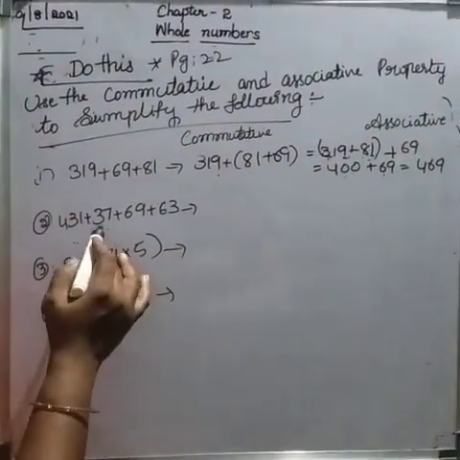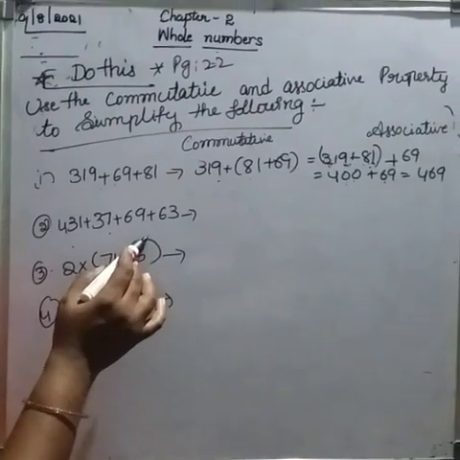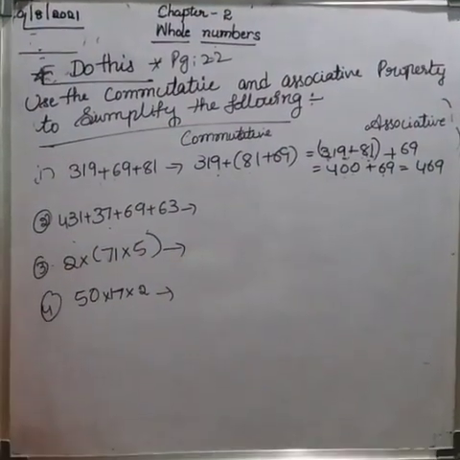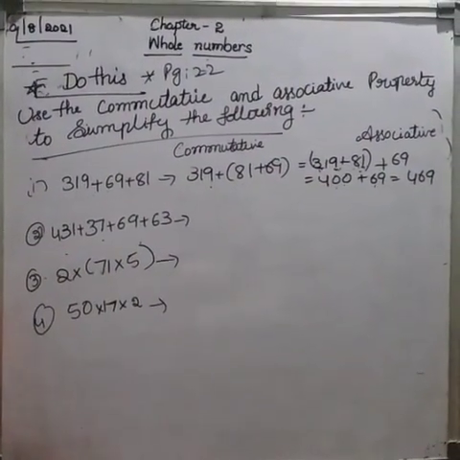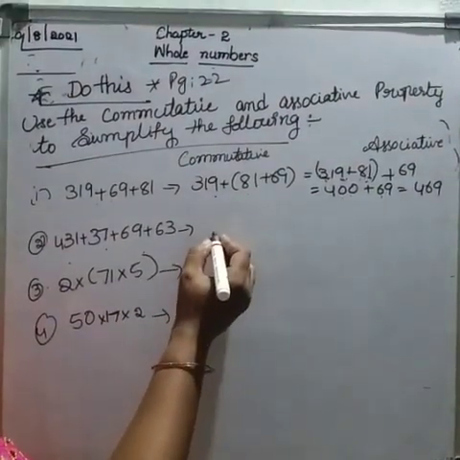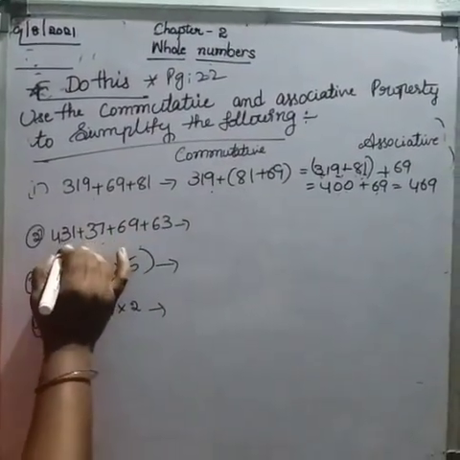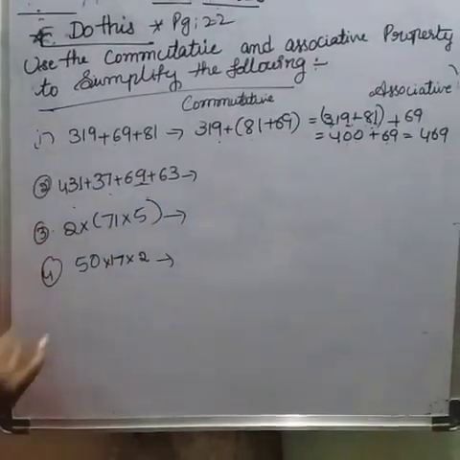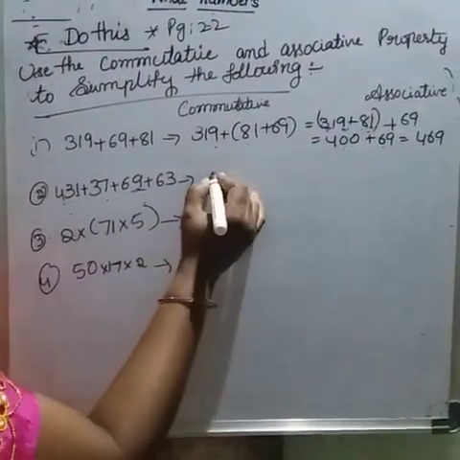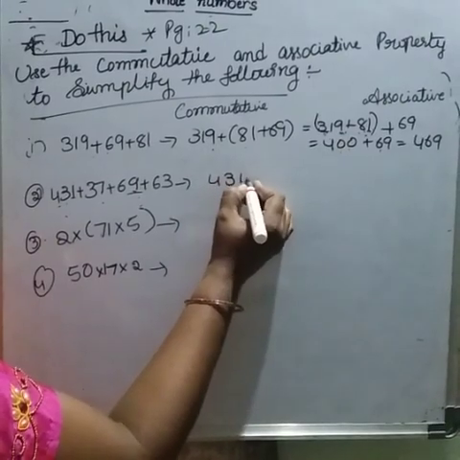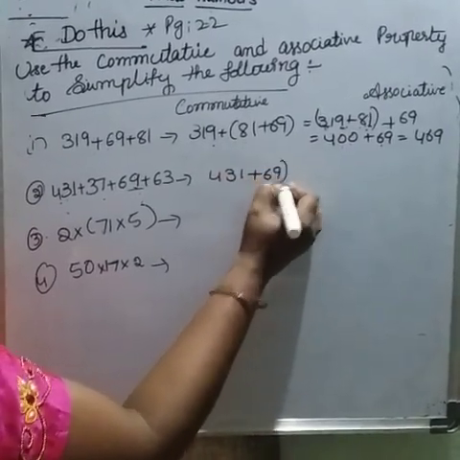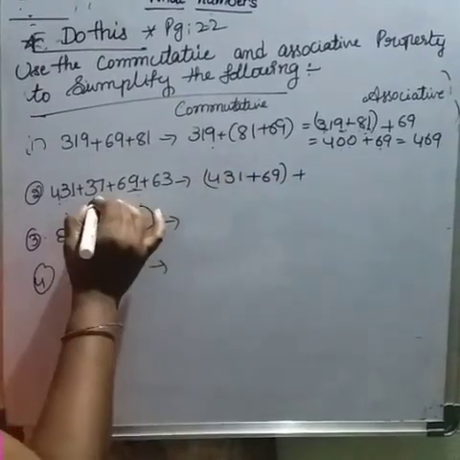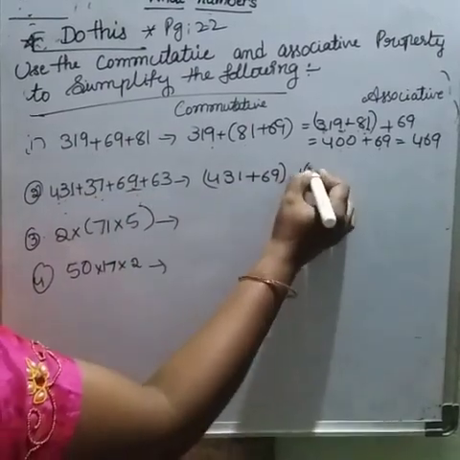Next, 31 plus 37 plus 69 plus 63. Okay, these are the four numbers given. So write this first: 431 plus 69. 9 plus 1 is 10, which becomes 0, no? So take these two numbers in one bracket: 431 plus 69, plus 37 plus 63, right?